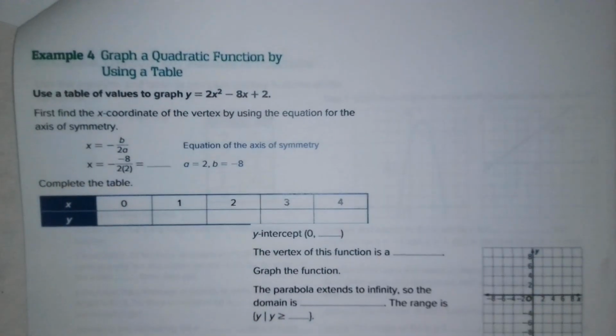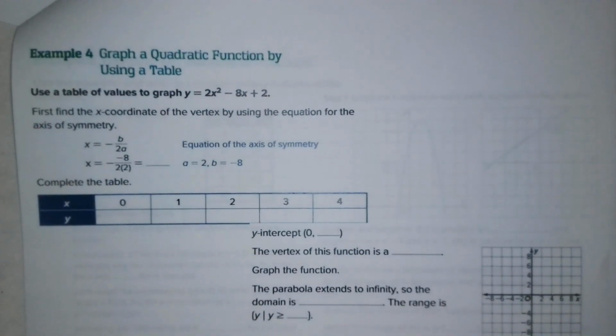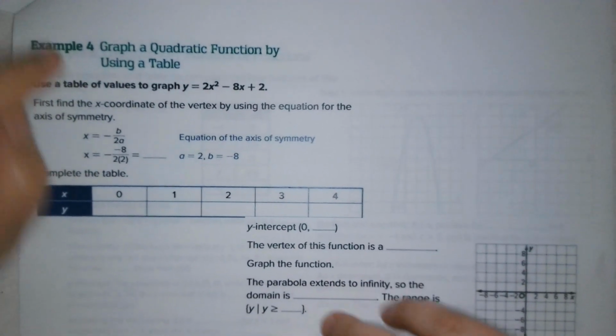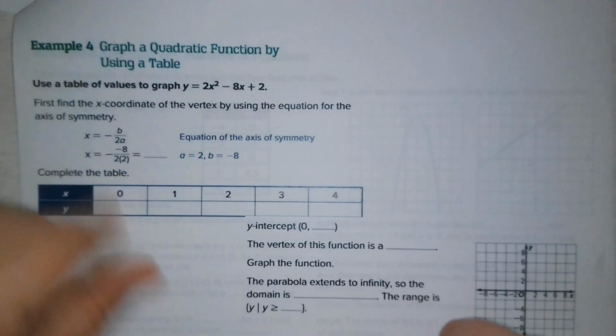Sometimes they might give you a table that's just trying to make finding the points a little bit easier. You could make a table yourself as well, but we still want to start with the vertex, finding the vertex and the axis of symmetry.